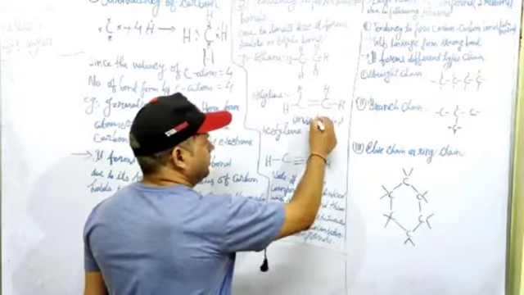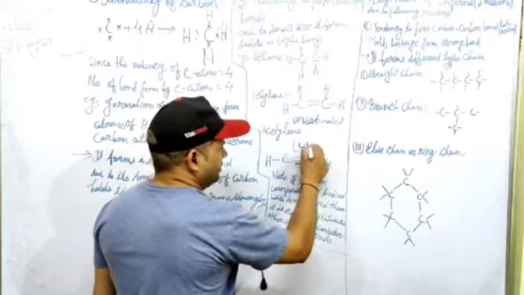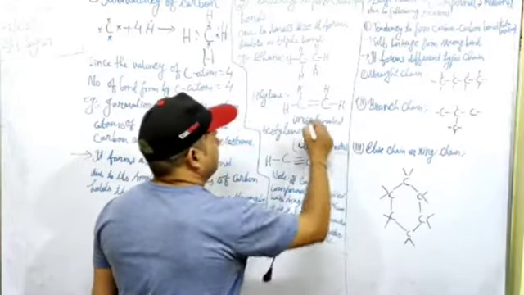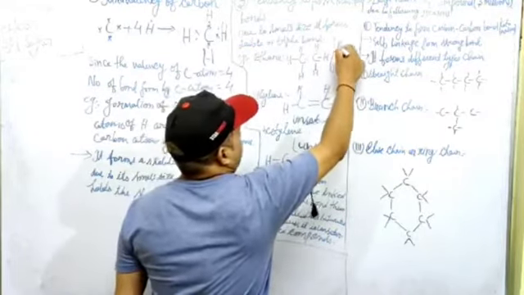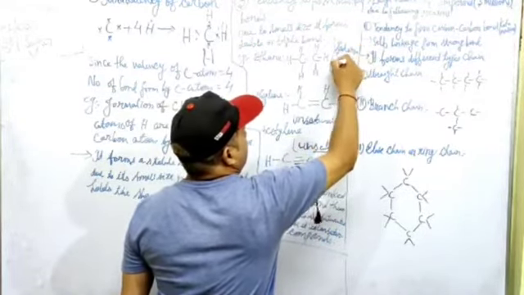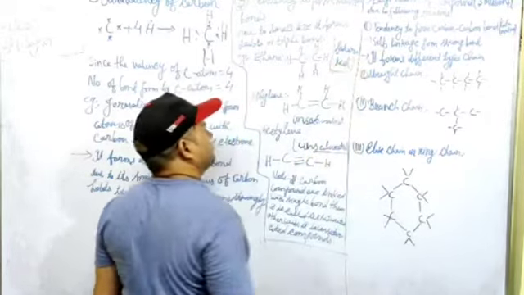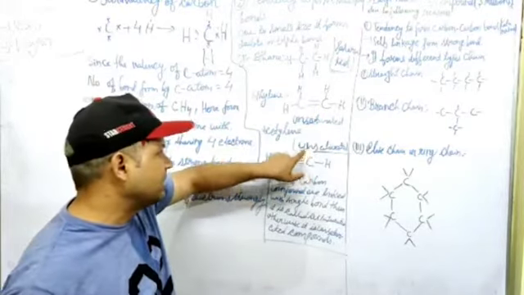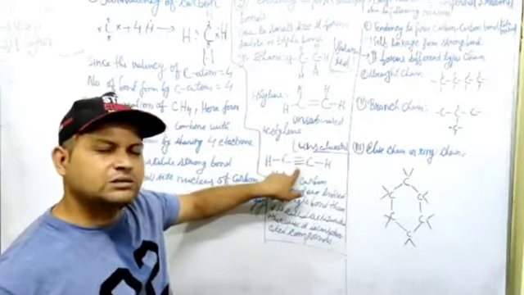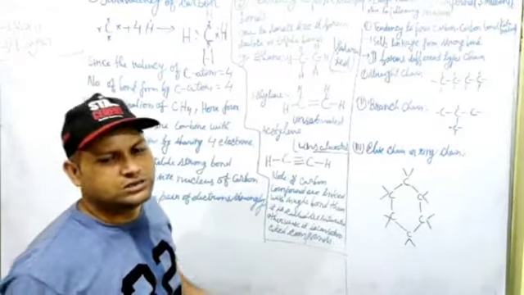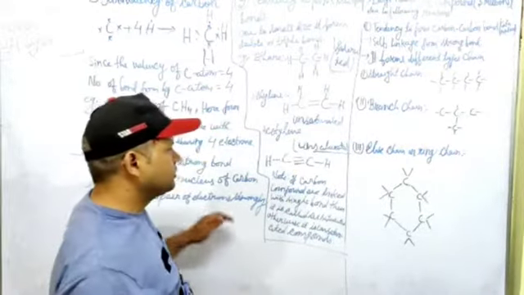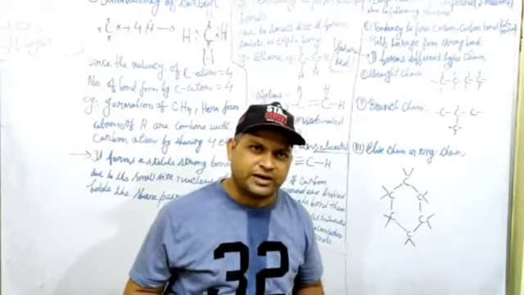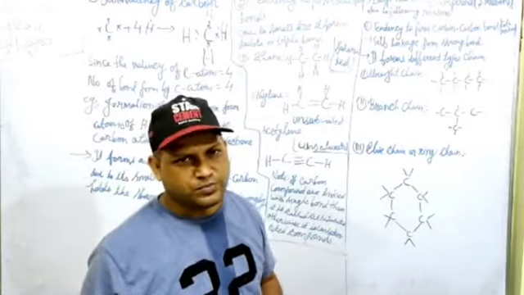It is also unsaturated. But this one is a saturated compound because it has a single bond. This one has a double bond, that's why it is unsaturated. And this has a triple bond, that's why it is also an unsaturated compound. So these are the explanations about why carbon has a large number of compounds.